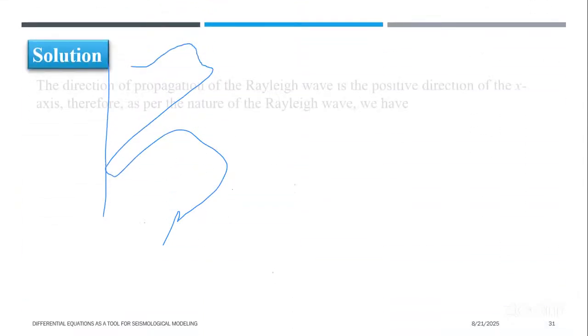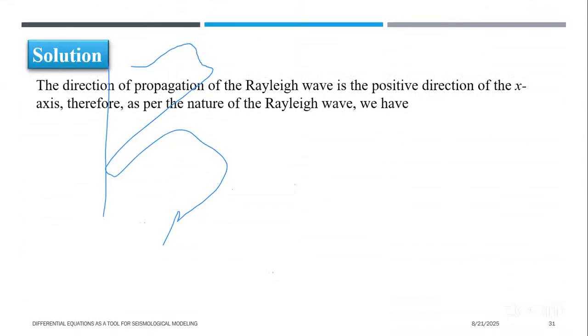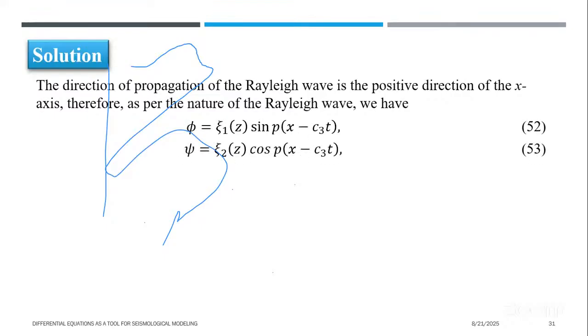Now, if we have to solve it, what needs to be done? We are assuming phi and psi to solve those equations. Now we know that phi and psi, one corresponds to the dilatational nature and one to the distortional nature, and both are perpendicular. So we know that sine and cosine have a 90-degree phase difference. So we can consider sine in one and cosine in the other. And xi1 and xi2 are nothing but the amplitudes of those.